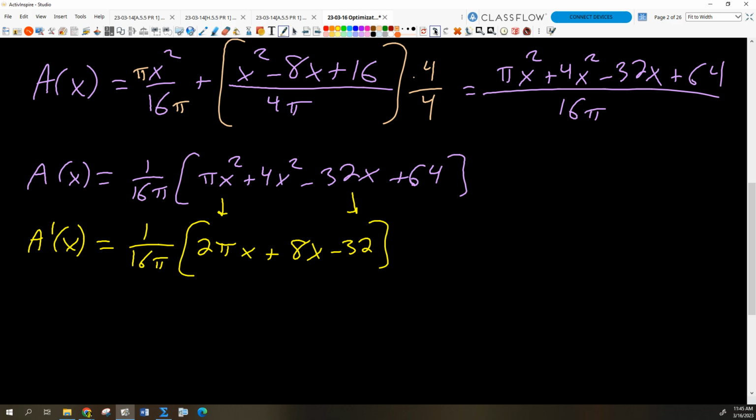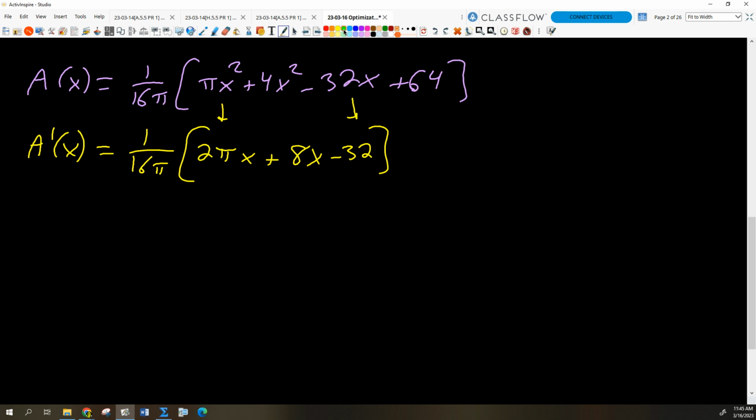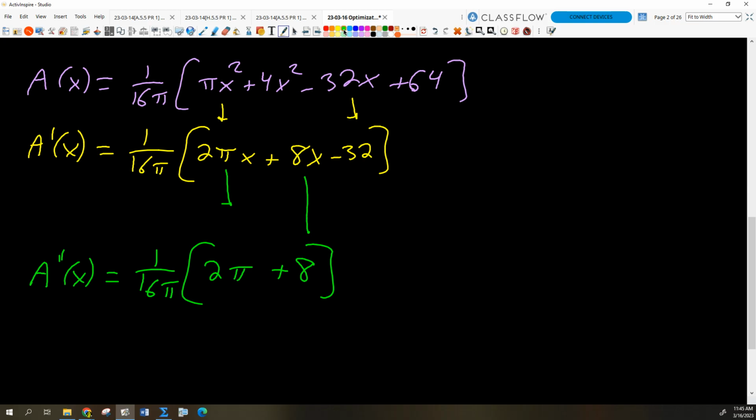So let's go ahead and take a second derivative because we can already see what's going to happen here, can't we? If I take a second derivative, I leave my constant out front, and I'm just going to get 2 pi plus 8, right? So for any value of x in our domain, in fact, any value of x anywhere, what's the sign of that? There isn't even an x in our second derivative. Is it positive or negative? It's positive.